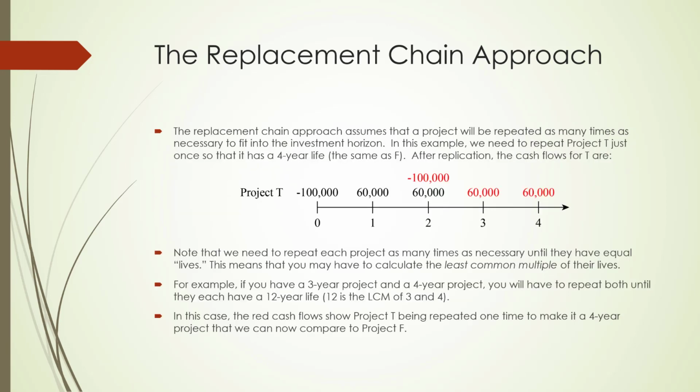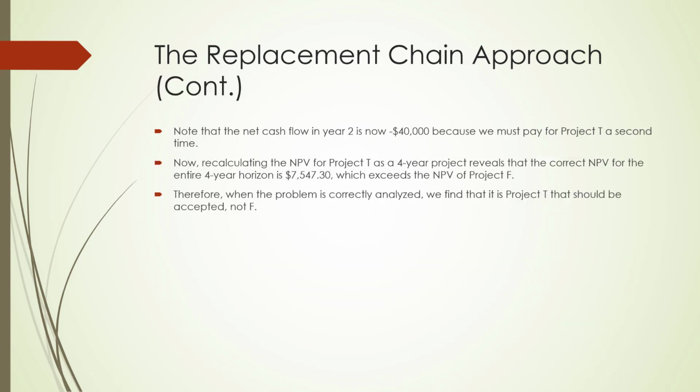Now, if we look at that timeline again, notice in year 2, we have a $100,000 outflow and a $60,000 inflow. So the net cash flow in year 2 is negative $40,000. So if you plug that into your calculator and calculate the NPV, you'll find that the 4-year NPV for Project T is $7,547, which is greater than the NPV of Project F. Therefore, Project T is actually the better investment.